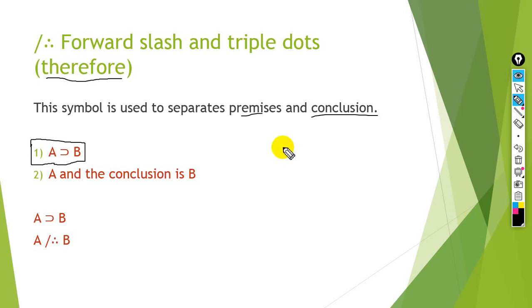So here I am writing: if Joy passed logic, then he will graduate.